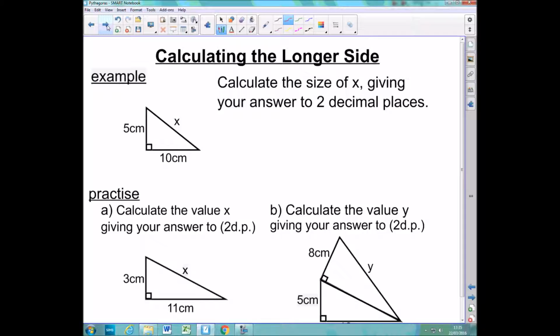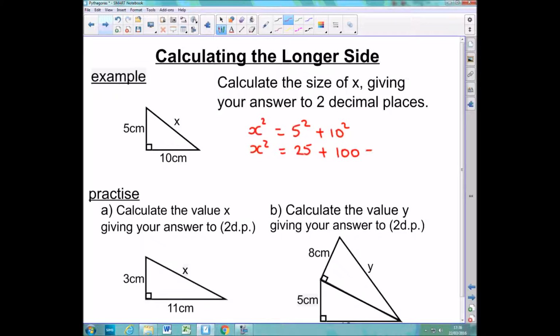So we are asked to calculate the size of this missing side x of this right angle triangle and give my answer to two decimal places. Well, Pythagoras' theorem tells me that x squared, or the square of the missing side, equals the sum of the square of the other two sides, or 5 squared plus 10 squared. Now, x squared I can work out is equal to 25, which is 5 times 5, or 5 squared, plus 10 squared, which is 10 times 10, or 100.